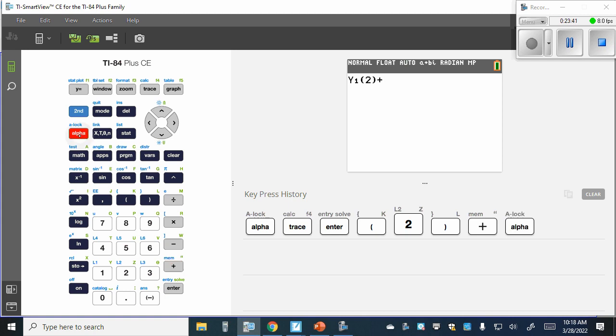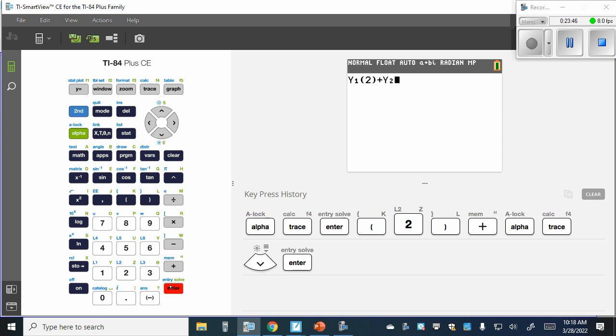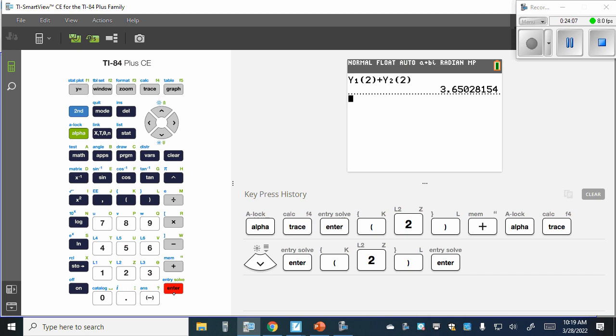And to do that, we'll do alpha, trace, but this time we'll go down to y2 and hit enter, and do parentheses 2, close parentheses. So what we're telling the calculator is I want you to take the first function, f of x, and input 2 into it, and add to it our function g of x and input 2 in for it. Hit enter. And that's it. Because if you hit enter, that's the value of those 2 there.